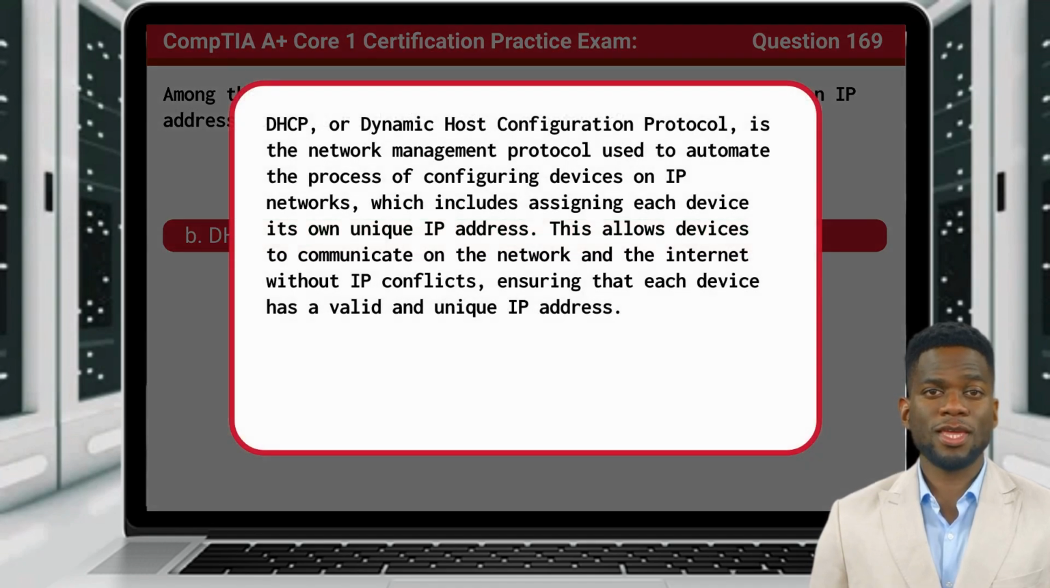DHCP, or Dynamic Host Configuration Protocol, is the network management protocol used to automate the process of configuring devices on IP networks, which includes assigning each device its own unique IP address. This allows devices to communicate on the network and the Internet without IP conflicts, ensuring that each device has a valid and unique IP address.